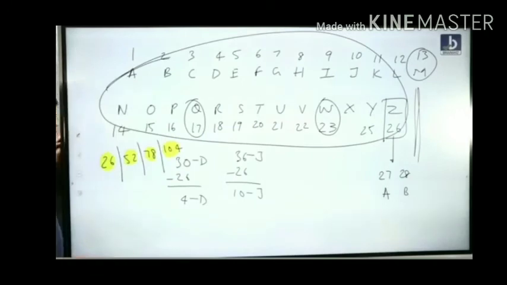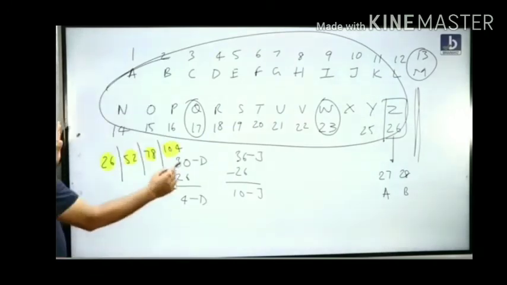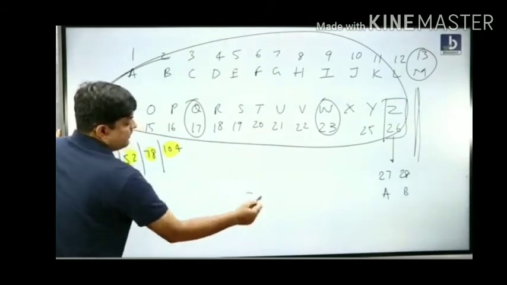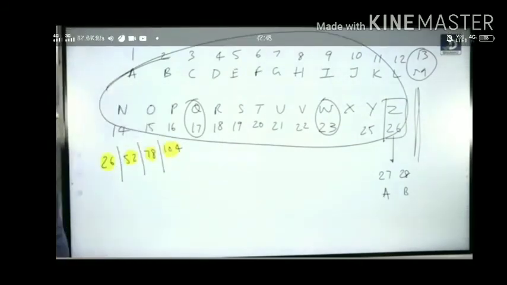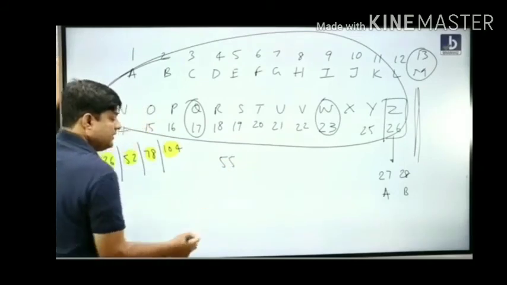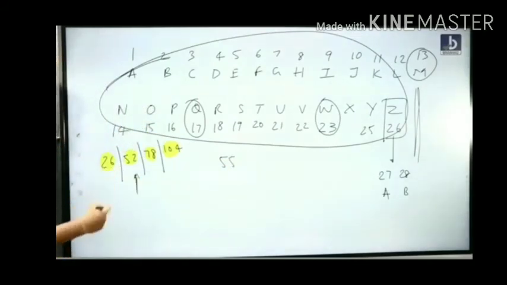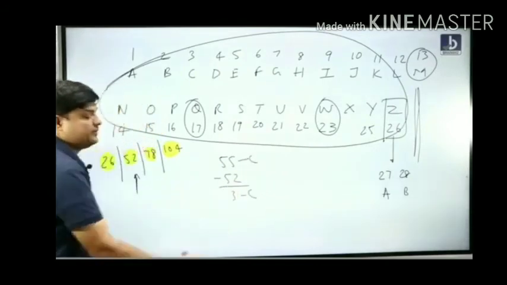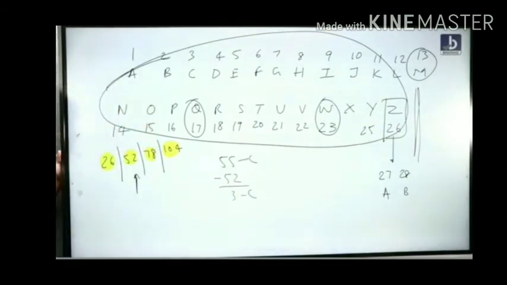Listen everybody. If somebody asks you what's the rank of 55, you should say, sir, for 55 I will subtract this. 55 minus 52 is 3. C. This is also C. Are you understanding everybody? Clear? That's good. Okay, we are supposed to subtract.